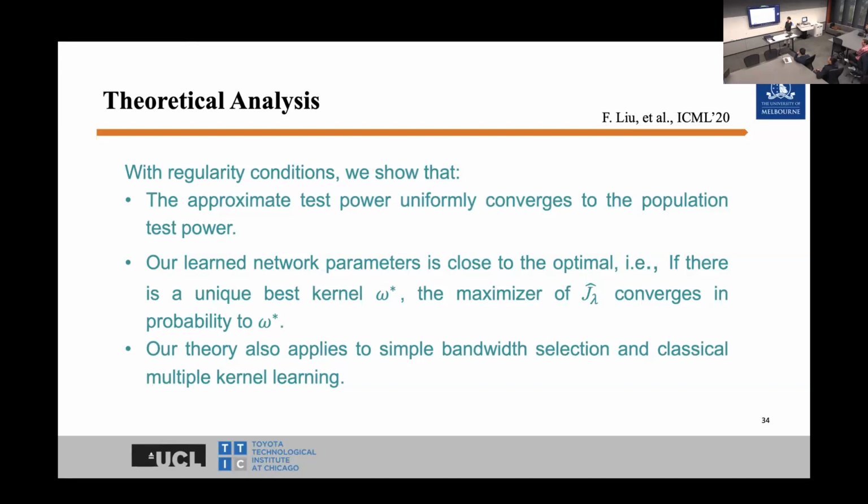And our theory is more general; it can be applied to bandwidth selection or classical multi-kernel learning. Bandwidth selection means, for the Gaussian kernel, we always have a bandwidth, and bandwidth affects a lot in practice. So we can also use it to select or optimize the bandwidth.